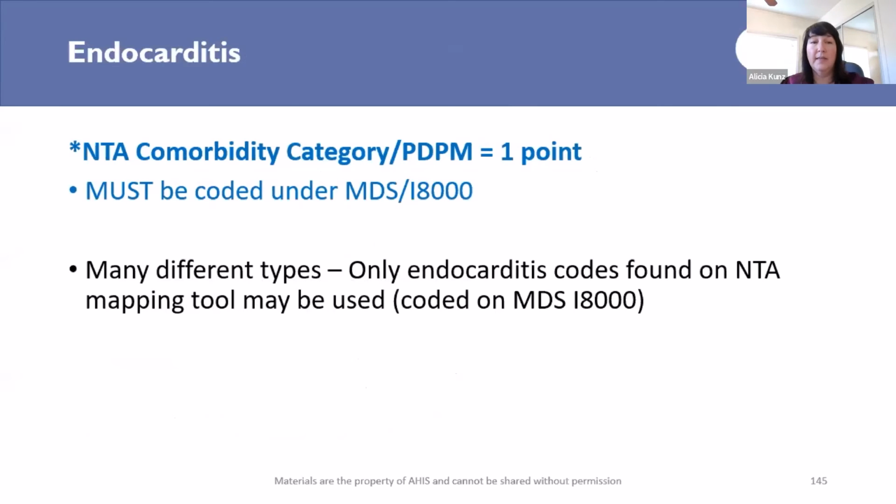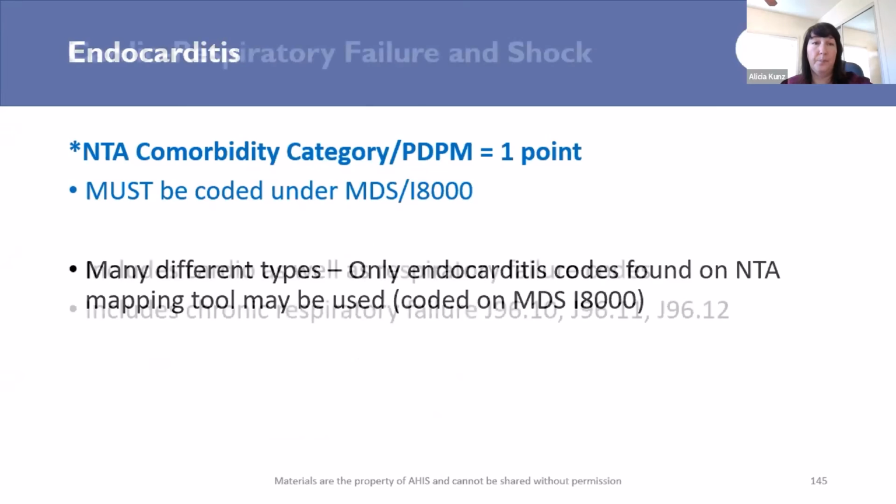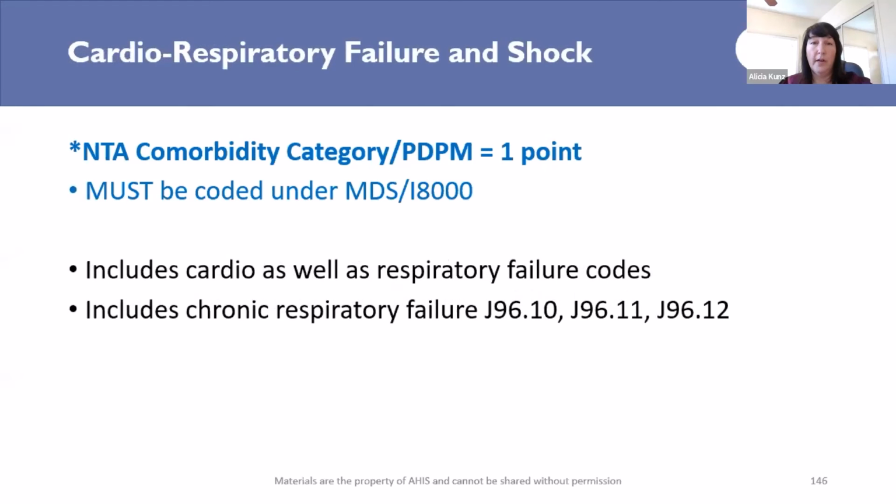Endocarditis is an NTA comorbidity. It'll get you 1 point, and it would have to be on section I8000 of your MDS, and there's a lot of different types, so you'd have to use your NTA mapping tool to find out which ones will map. Next. Cardiorespiratory failure and shock is an NTA comorbidity category. It gets you 1 point. Again, section I8000 of your MDS. These include cardiorespiratory failure codes, and it includes your chronic respiratory failure codes.